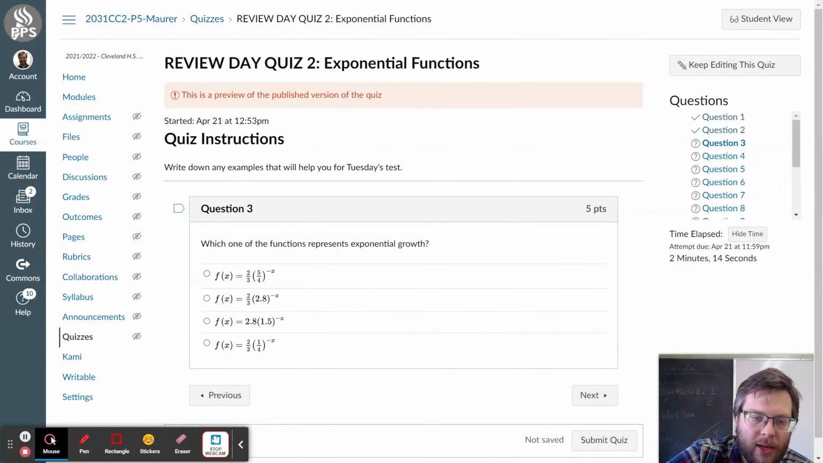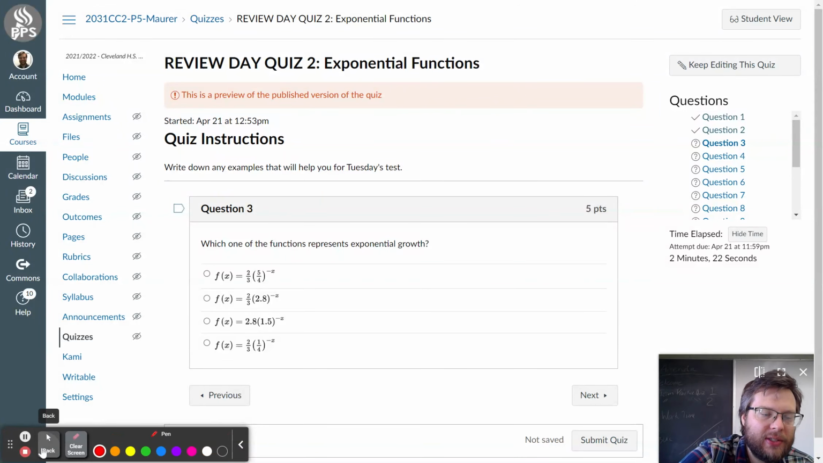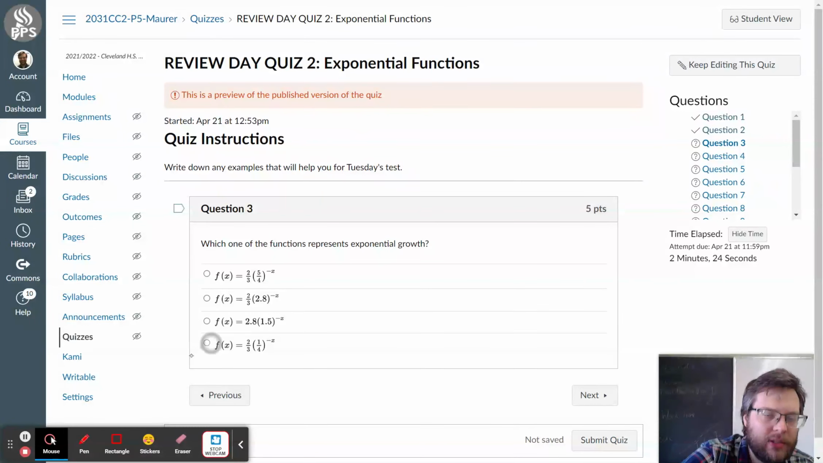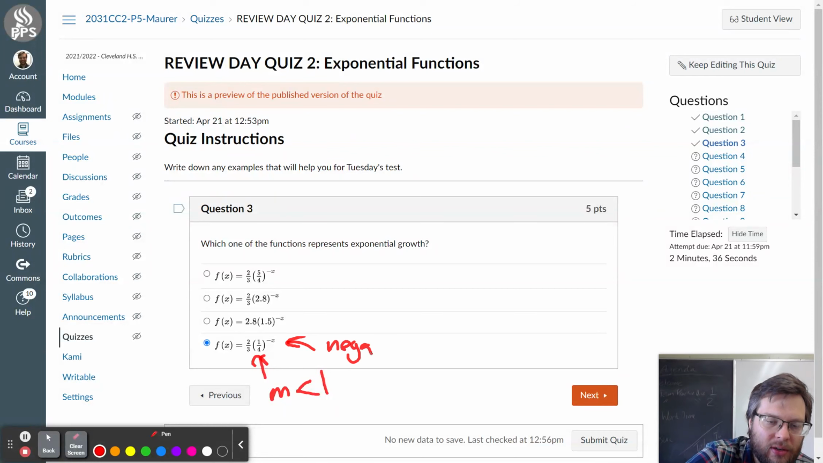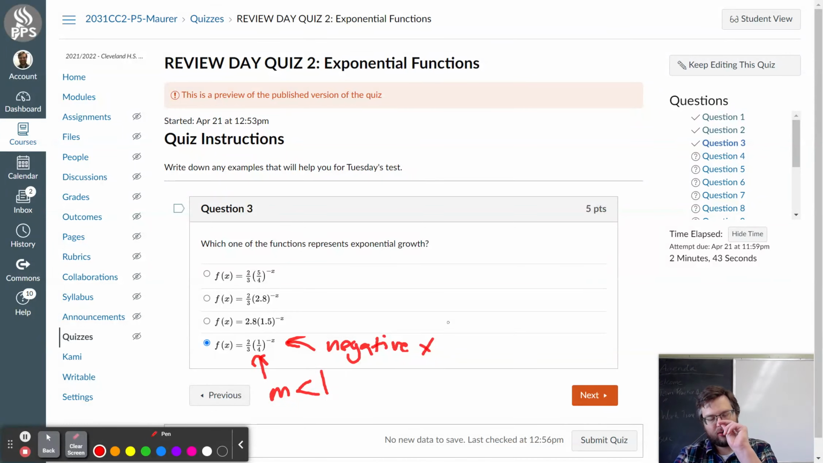Okay, what about here? Exponential growth. And these all have negative exponents. And this is a little bit tricky because they all have negative exponents. But you'll notice that option 4 is the only one that has an m value that's less than 1. And if your m value is less than 1, but you have a negative exponent, then that actually means that you are growing. Think about dividing by 1/4.